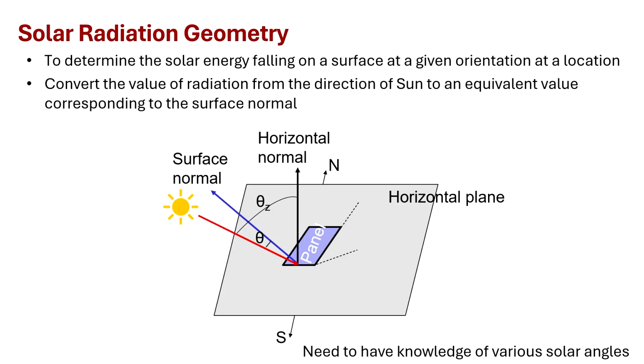And basically we want to convert the value of radiation from the direction of the sun into an equivalent value which corresponds to the surface normal. How much is the value that we get on the surface normal?